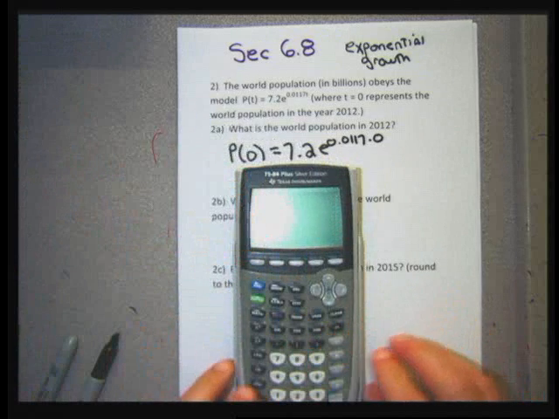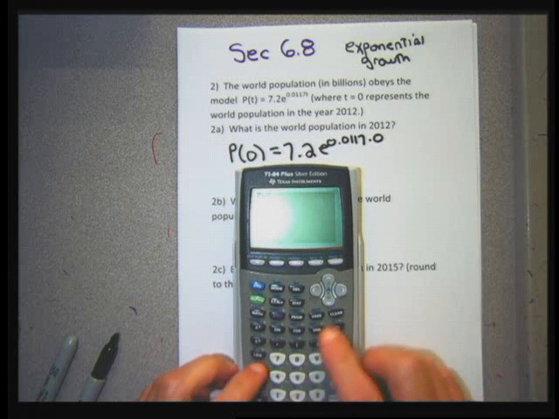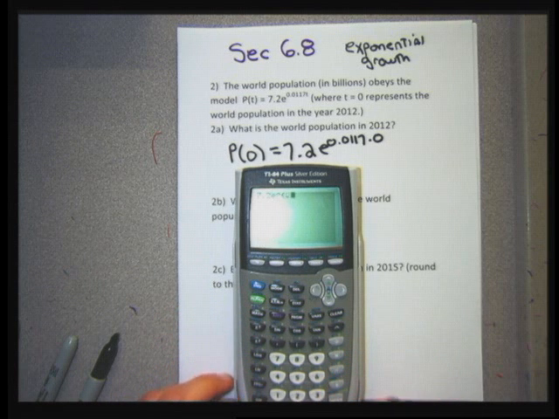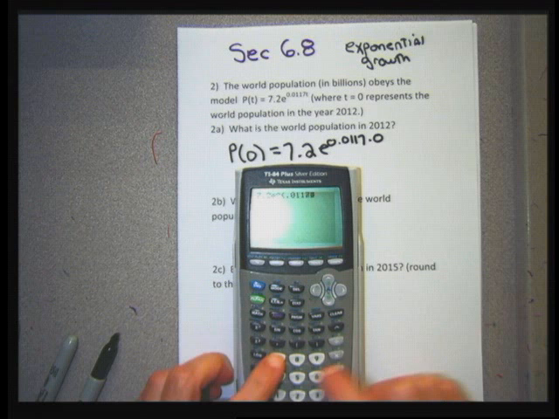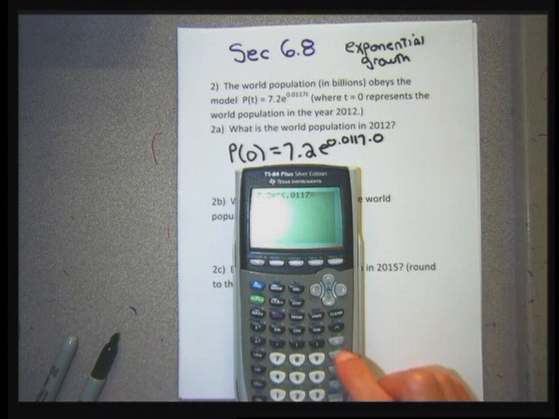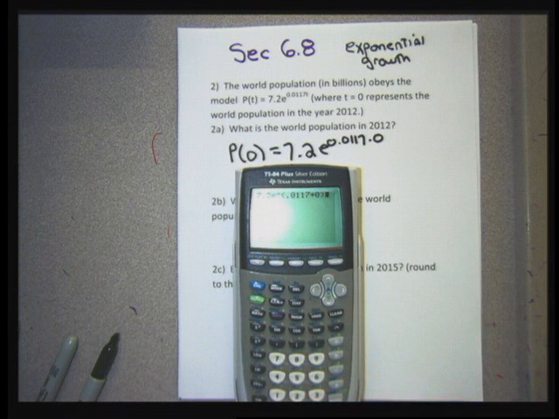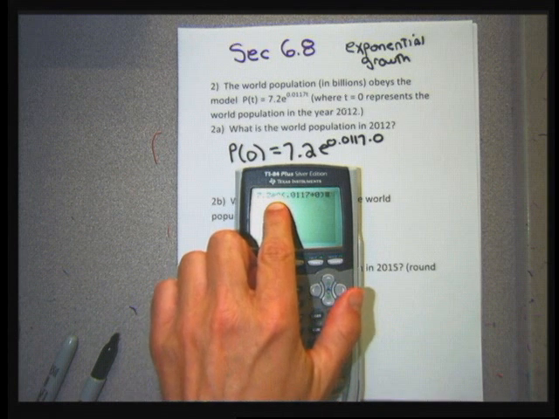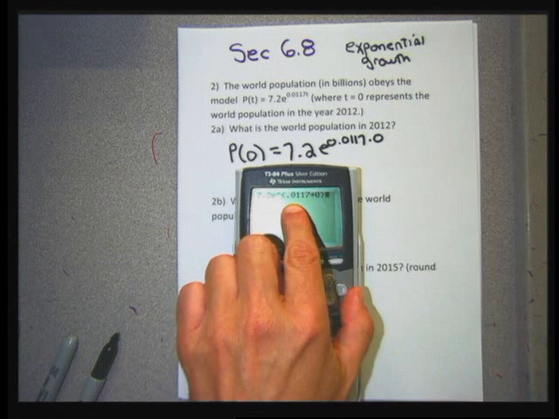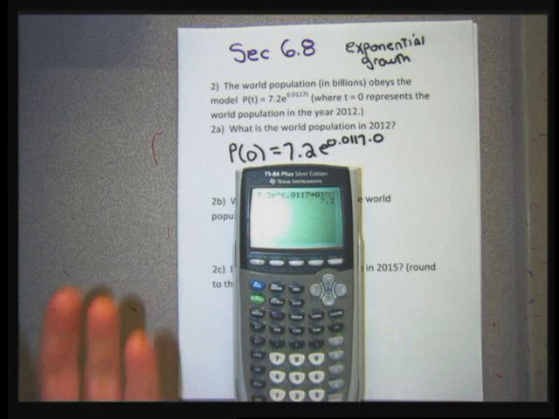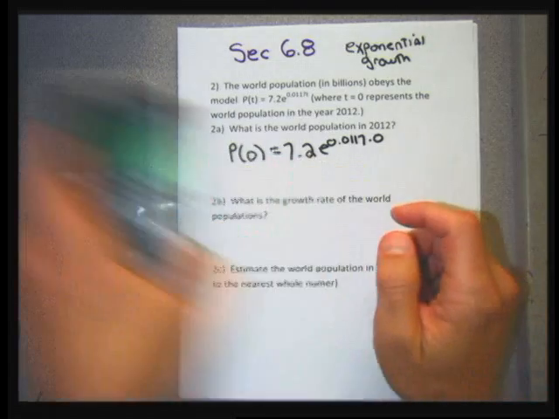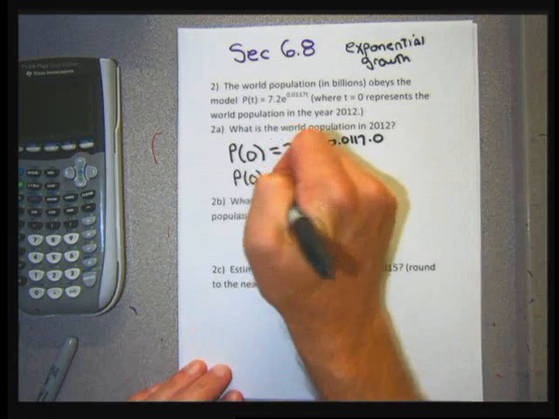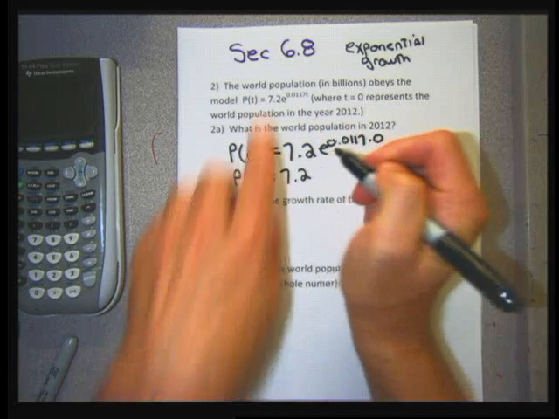And I'm going to do this on my calculator. I'm going to go 7.2 and then second ln and then 0.0117. I didn't put the 0 to the left of the decimal point because it's not needed, times 0. So I wrote 7.2, hit second ln, I have an e and an up arrow, and then 0.0117 times 0. I hit enter, I get 7.2. It's always the case that when you plug 0 in for t in these exponential functions, you get the number to the left of the e.